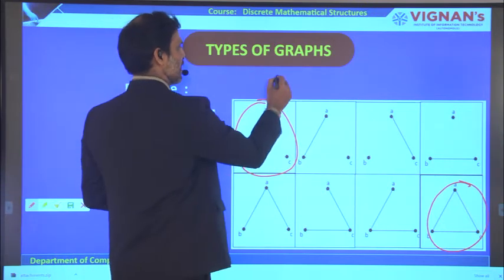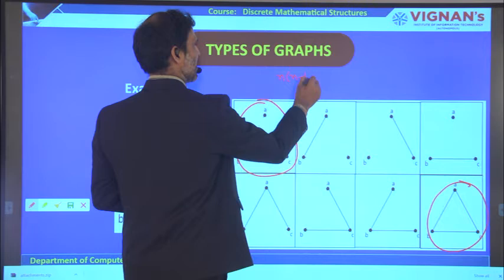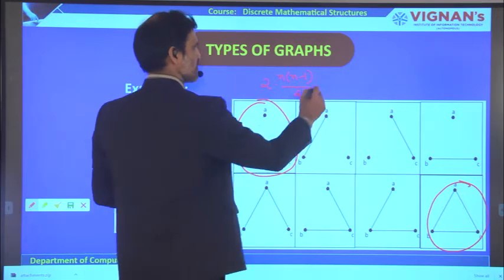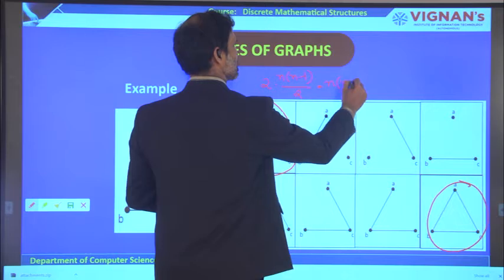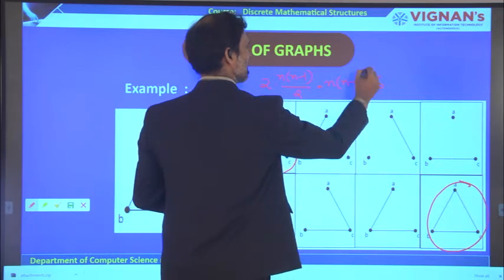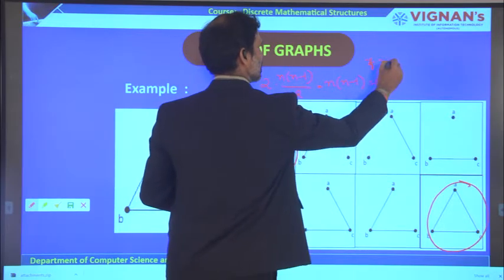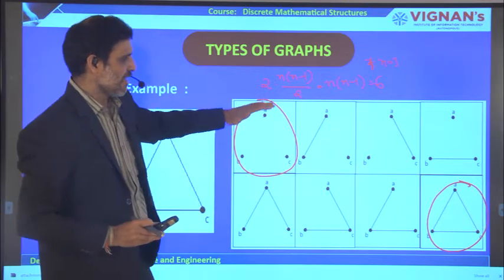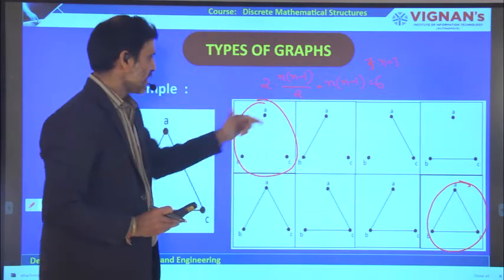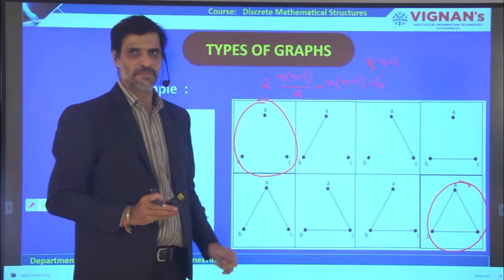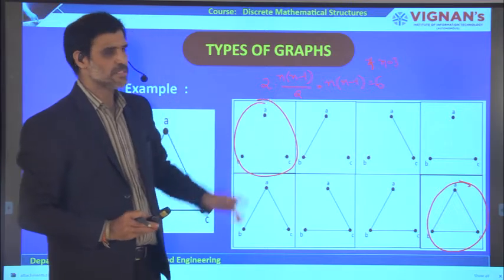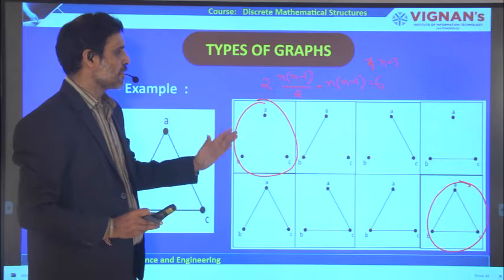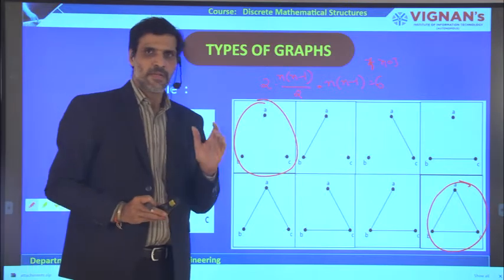Just now we got n into n minus 1 by 2, 2 into nC2, which is equal to n into n minus 1, and you will get 6 if n is equal to 3, because it consists of 3 vertices. Therefore, other than the null graph and the given graph, it consists of a maximum of 6 graphs. If you include these two, it consists of 8 graphs. So these are the possible simple graphs which we can get from the given simple graph.